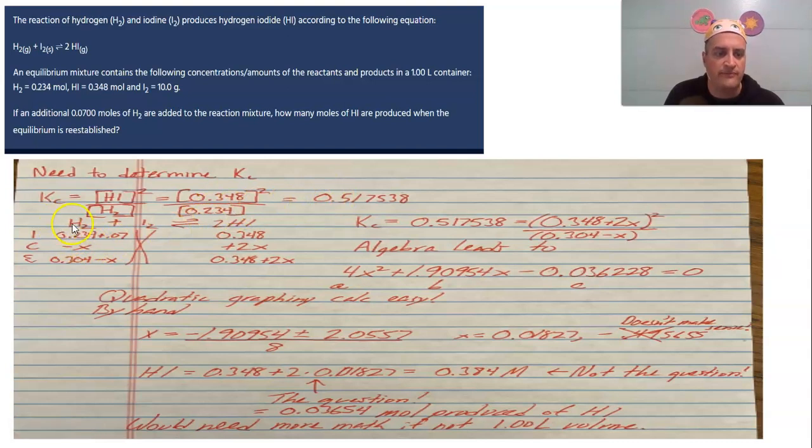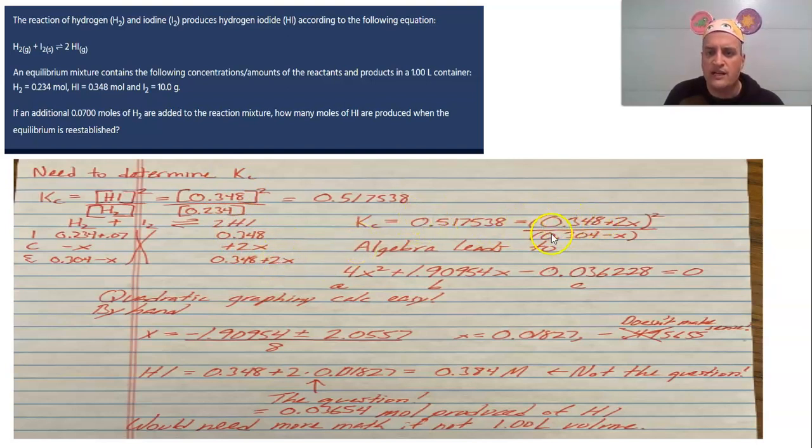My ICE value, an ICE table. Got my ICE. I started off with 0.0234. I'm adding 0.07. Okay. Nothing with the iodine. I'm going to cross it off so I don't mess that up. And I have so much hydrogen iodide. I see it's a 1 to 2 ratio. So 2x for every 1 here. I've got my equilibrium values as present. Okay. Products over reactants, I can see this is going to be squared.